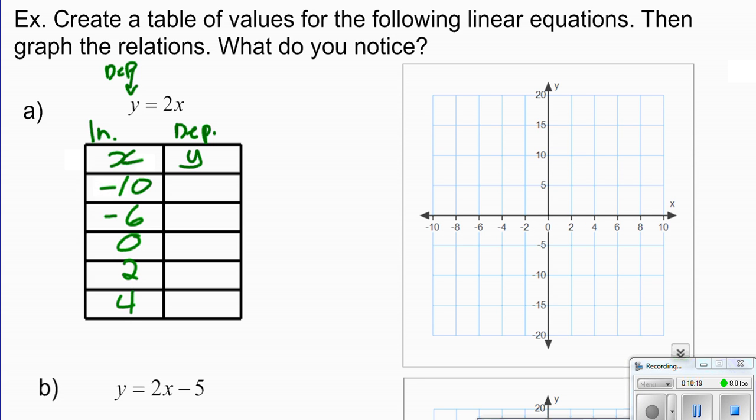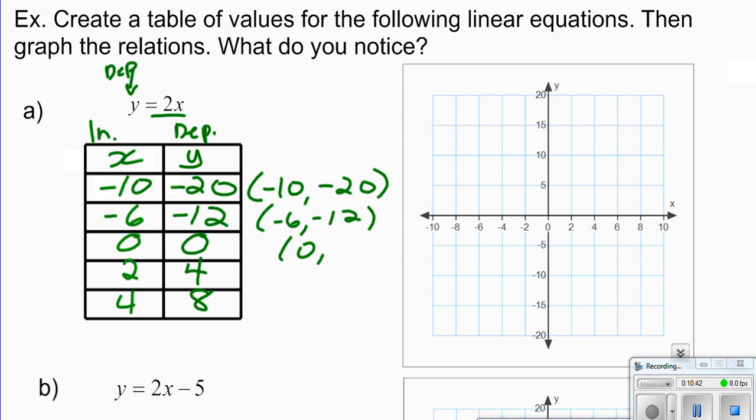So we're going to follow our pattern. To figure out what happens at -10, we're going to go -10 times 2, -20. -6 times 2, -12. 2 times 0, 0. 2 times 2, 4. And 2 times 4, 8. So these are my coordinate pairs.